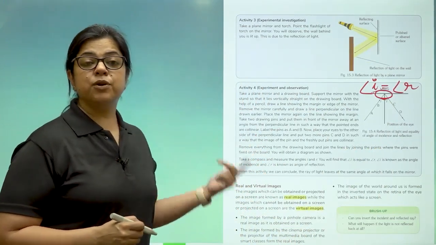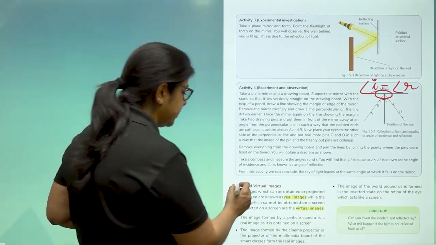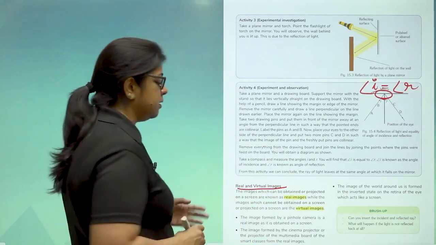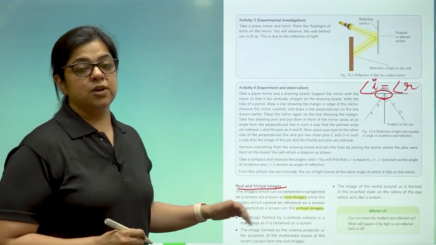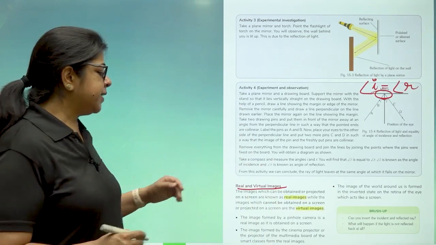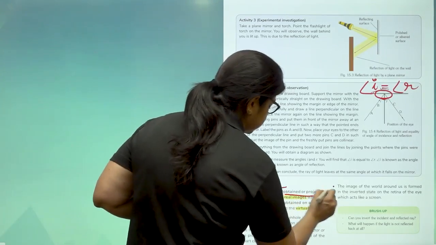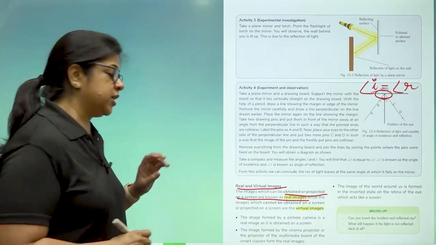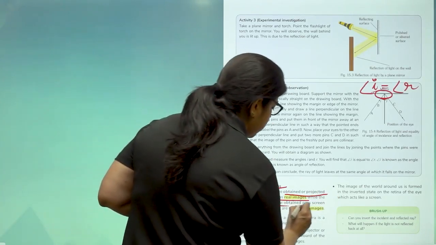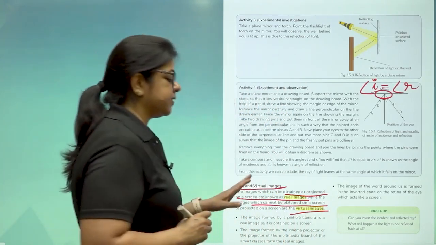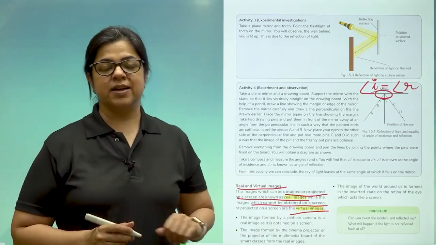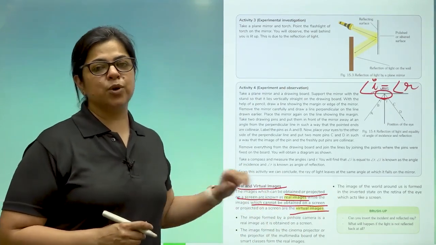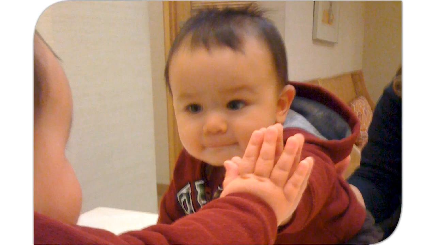Now this image can be of two kinds. It can be a real image or it can be a virtual image. So our book tells us that an image which can be obtained on a screen is a real image, and an image which cannot be obtained on a screen is known as a virtual image. Now let us understand more about this. Images are of two types, real image and virtual image.